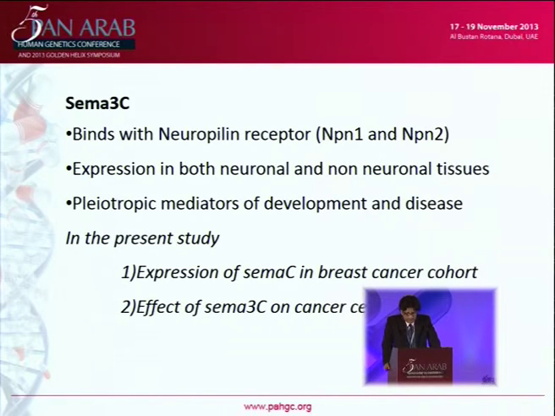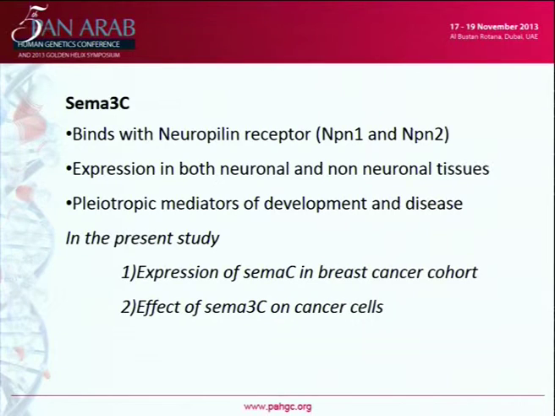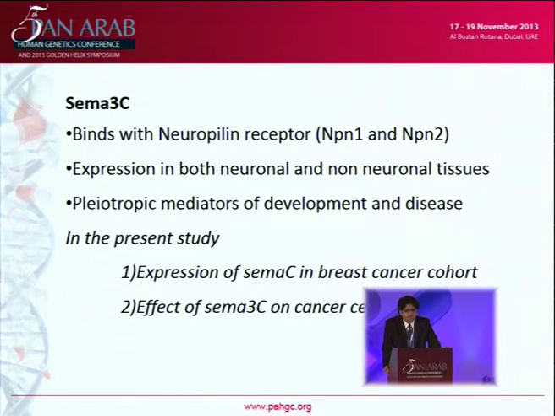As far as semaphorin 3 is concerned, its binding receptors are neuropilin 1 and neuropilin 2. Its expression in both neural and non-neural organs has been observed, and it has been reported in several other cancers like lung, ovarian, and prostate cancer. But studies regarding the breast cancer cohort are limited so far. The problem with this molecule is that it is a pleiotropic mediator of development and disease: in some cancers its expression is upregulated, while in certain cancers it behaves quite differently.